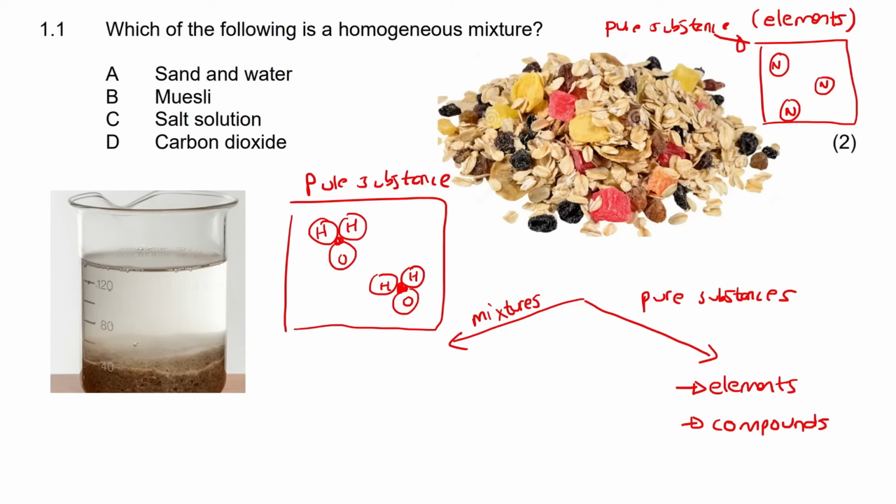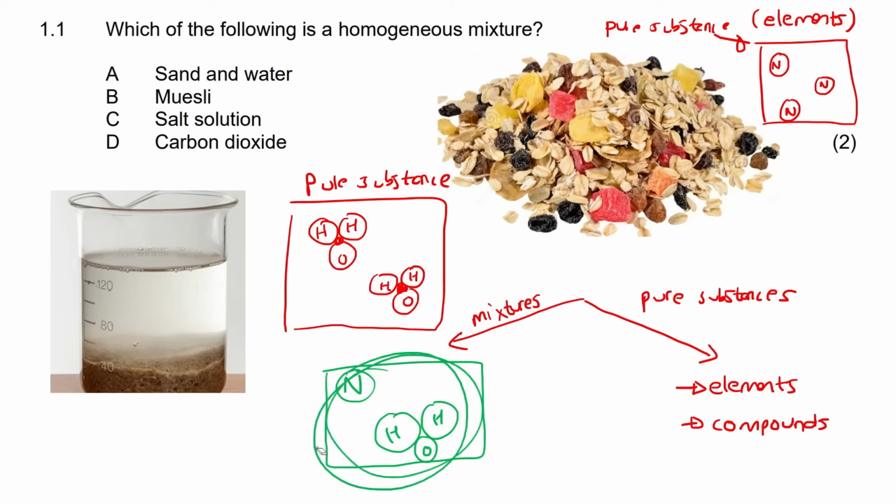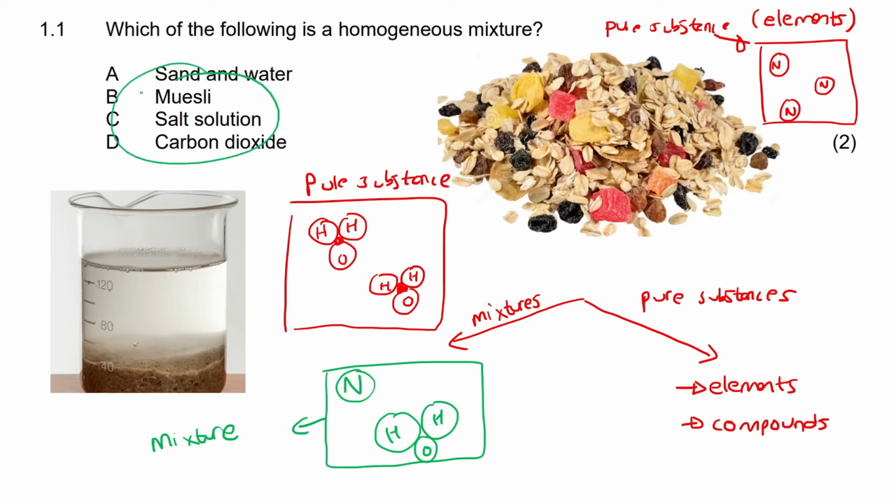Okay, but now if I have a container that is filled with, for example, a nitrogen element or atom like that, and then I have a water compound, then this is no longer a pure substance, because now you have two or more different things. So this would actually be called a mixture. A mixture is when you have two or more different things. Okay, so now, let's have a look here at which of these are mixtures.